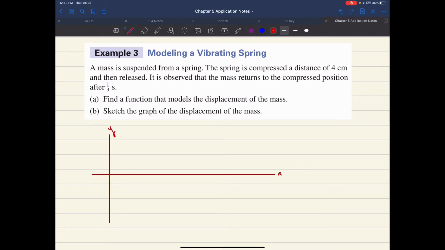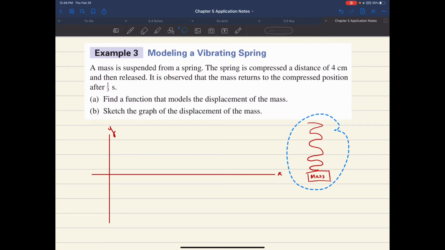So let's look at the first sentence. A mass is suspended from a spring. It's compressed a distance of 4 centimeters and then released. If I were to draw a picture of this, it would look something like this. This is my mass. It's just a block, and then there's going to be some kind of spring. That's the worst spring I could draw. And so you have this mass hanging from a spring. And let me move that up to show you what I'm trying to do.